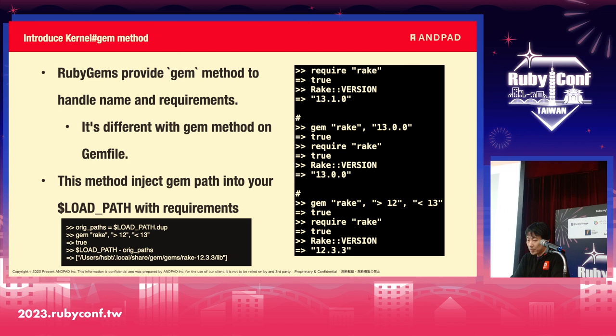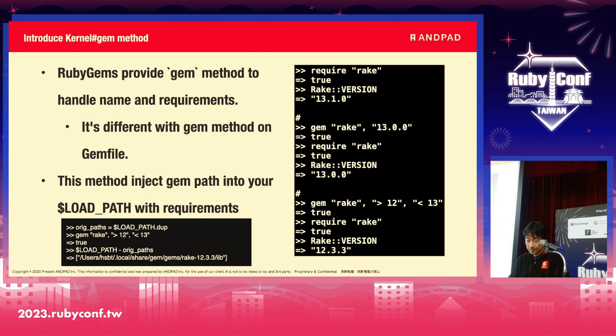The gem method accepts a version range. If you specify greater than 12 and lower than 13 to the gem method, you can load Rake 12.3.3. Using the gem method, you can inject the library path specified by you like this. As a result, extended require doesn't need to search all of the gemspecs. It makes extended require faster than before.